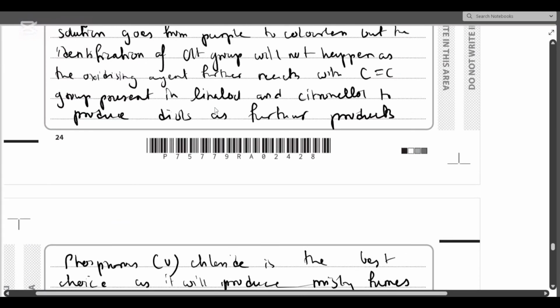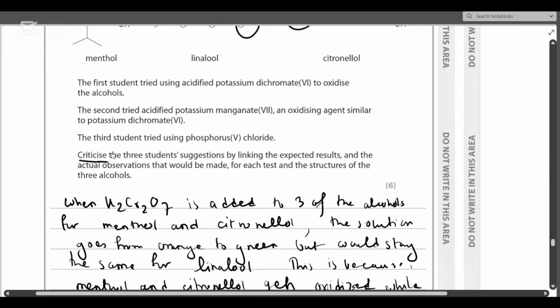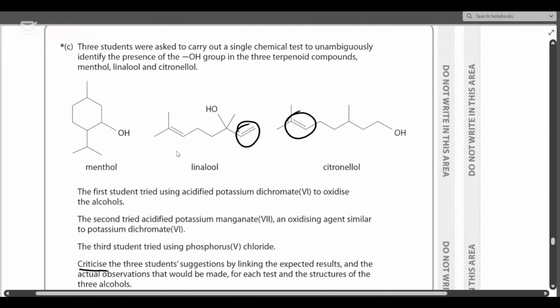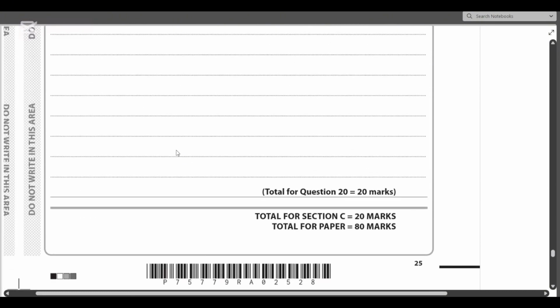So this is how you basically write the 6-mark question, where you criticize the observations of the 3 students who have performed this experiment. Along with this, our section C is complete.